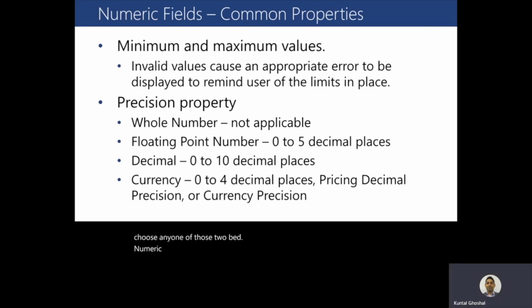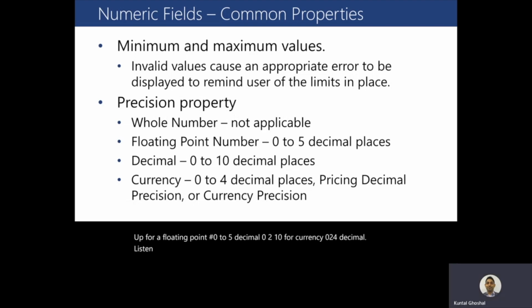Numeric field. This is very interesting as it has a lot of different properties, like maximum and minimum value, to talk about. When you are choosing a numeric field, you can provide, from an end user perspective, what is the maximum value that they can enter. There are different precision properties for a numeric field, like for a floating point number 0 to 5, for a decimal 0 to 10, for a currency 0 to 4 decimal places.